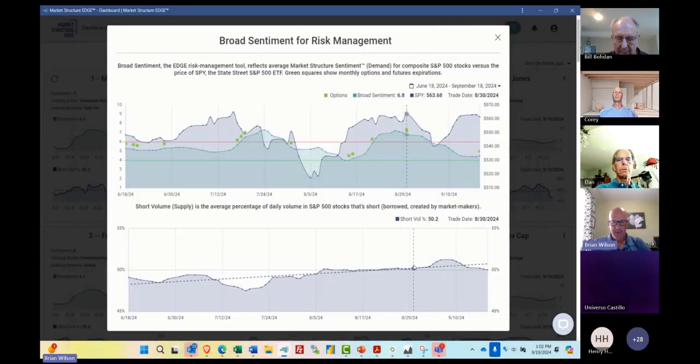Take a peek at what happened as short volumes started to rise. This is a very normal condition in the market. If short volume is rising and demand here in green is moving lower, what's generally going to happen? Well, the market's going to fall. That's exactly what occurred. What's going to happen generally if shorts start to get covered? What's going to be more conducive for market appreciation? That's exactly what happened as well.